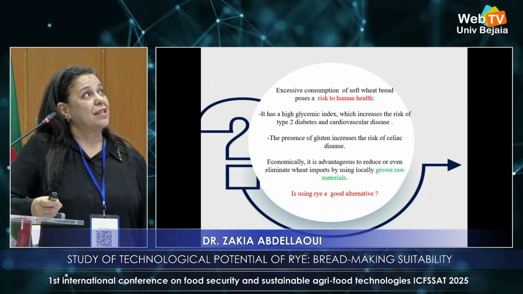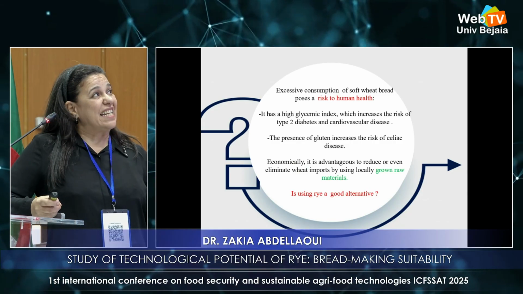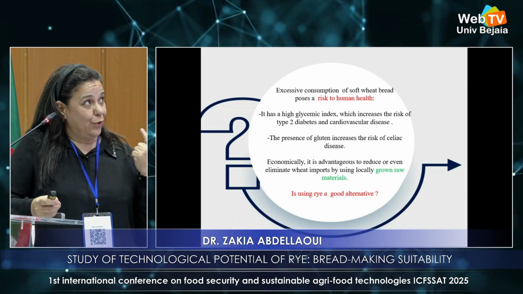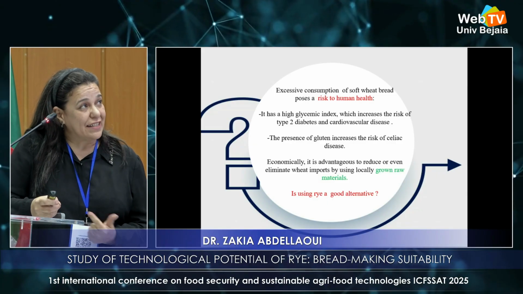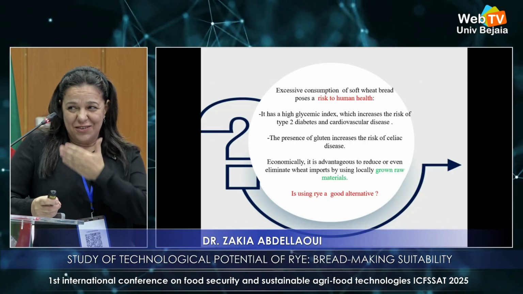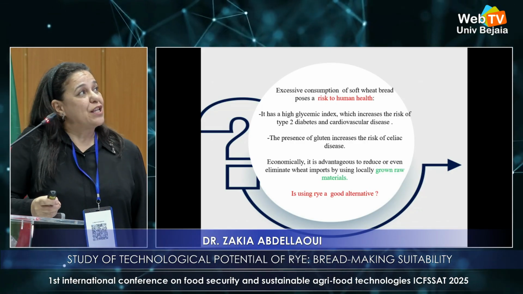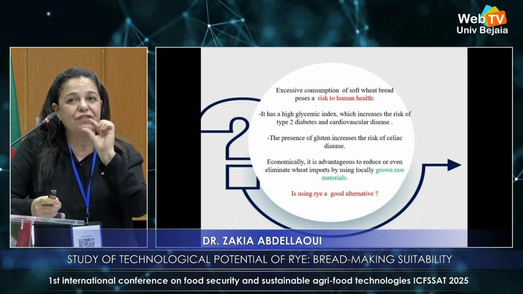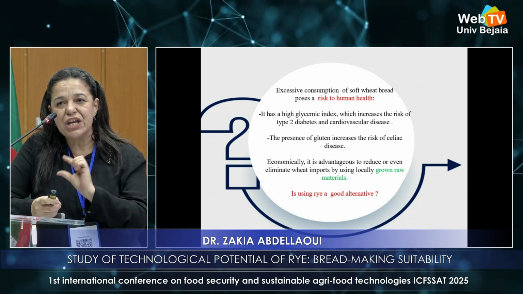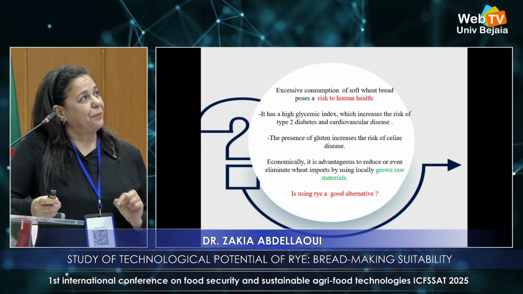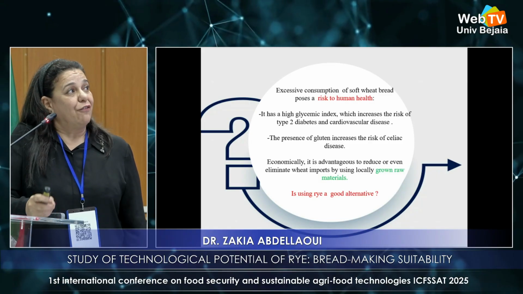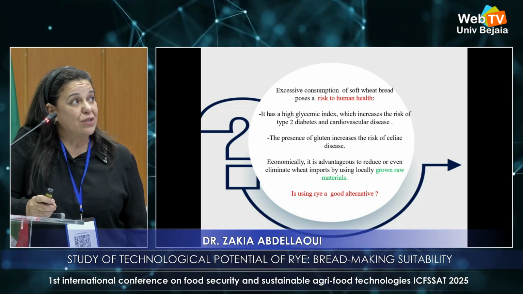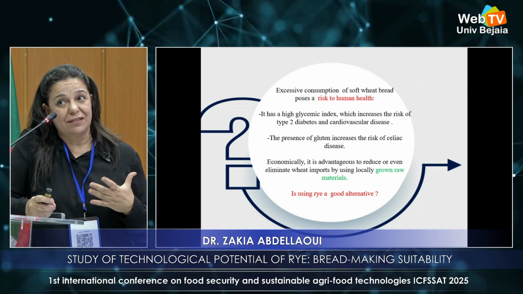It's very dangerous. Why? First, it has a high glycemic index, which increases the risk of type 2 diabetes and cardiovascular disease. The presence of gluten increases the risk of celiac disease. A high content of gluten can be found in soft wheat. Economically, it's advantageous to reduce or even eliminate wheat imports by using locally grown raw material. It's better.